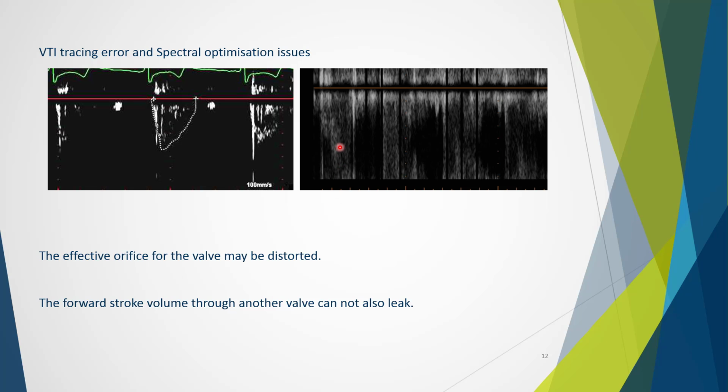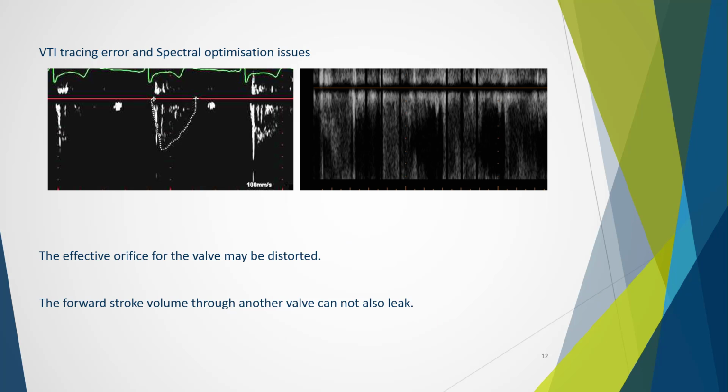And on the image on the right, we've got aliasing and inappropriate scale settings. So we've got flow that's too large for the actual scale that we've got set, and we've got flow that's moving forward that's also mingling in with what we're seeing there. So it's very difficult to determine where the peak is, and to also determine where a velocity time integral should go.